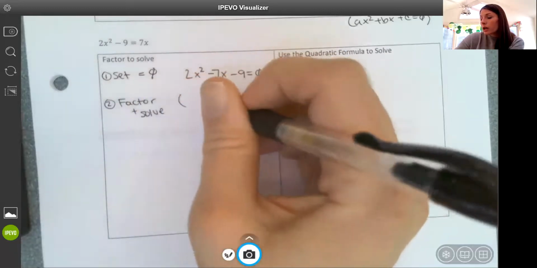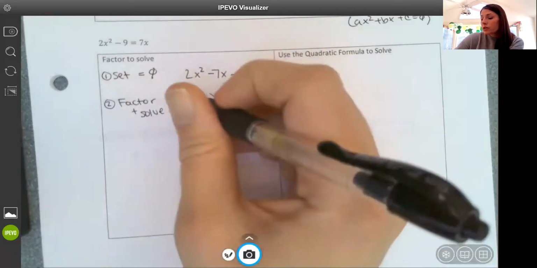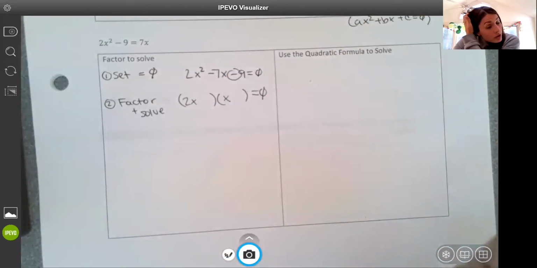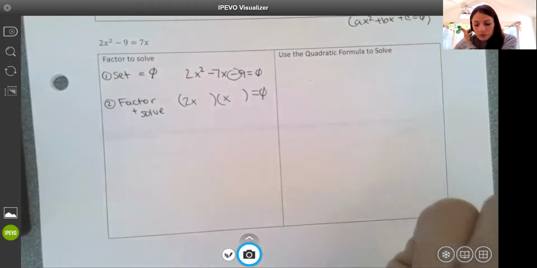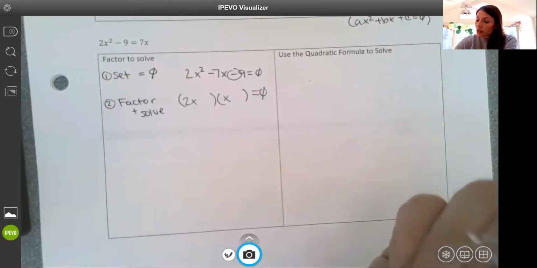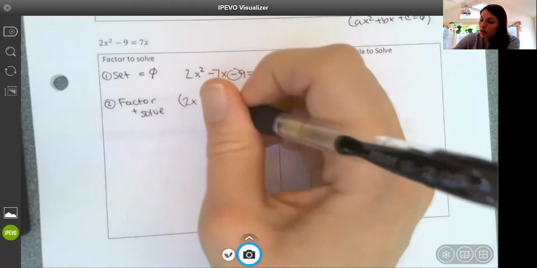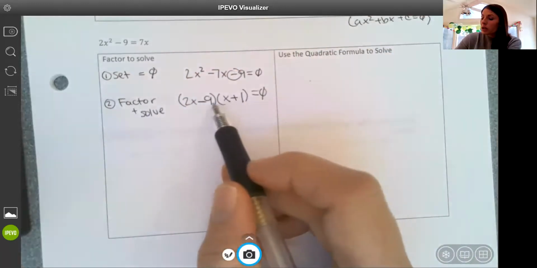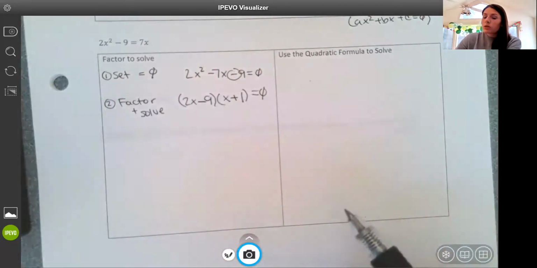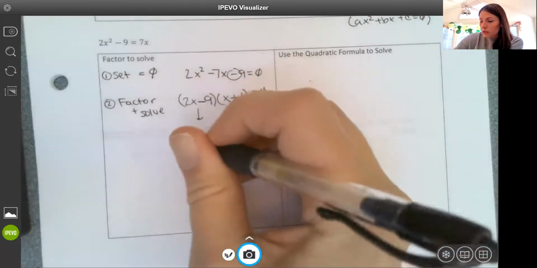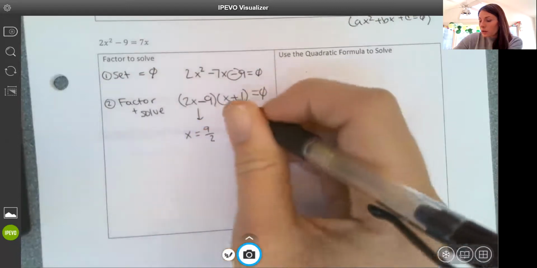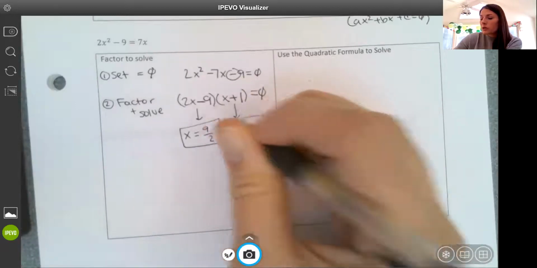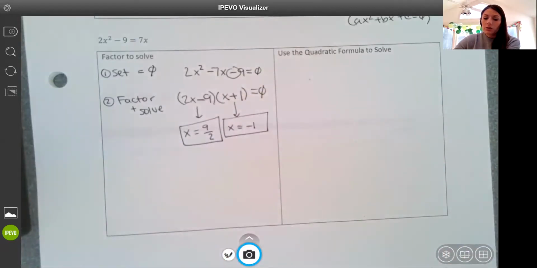Factoring to solve when it is factorable is certainly faster. So 2x and x. I see that I have a negative c value, so I know I need opposite signs. And I want it to add to negative 7, so I want 9 and 1, negative 9, positive 1. That's going to give me negative 7 for my middle term. And now I can get my solution. So x equals 9 halves and x equals negative 1. Okay, easy peasy, we've been doing that for a while, factoring to solve.